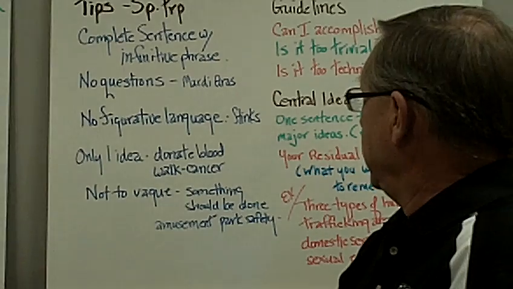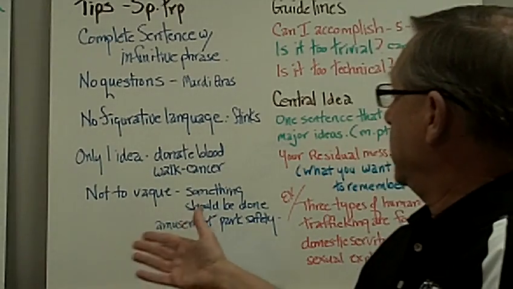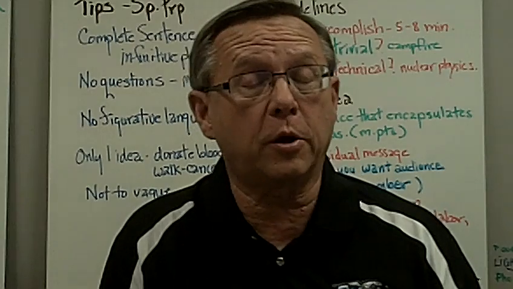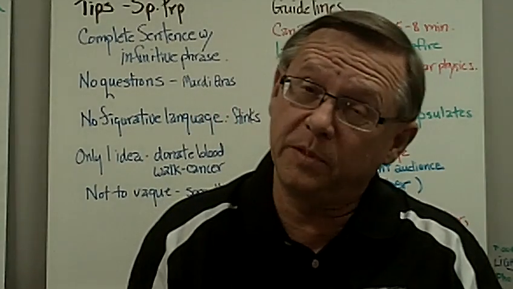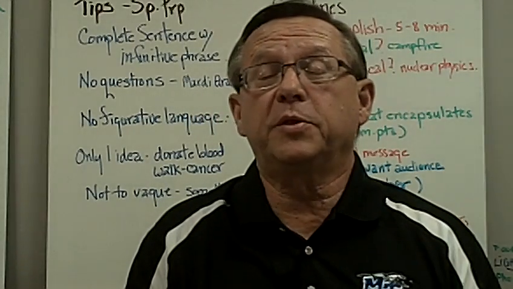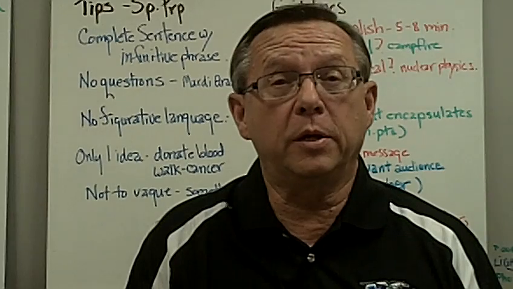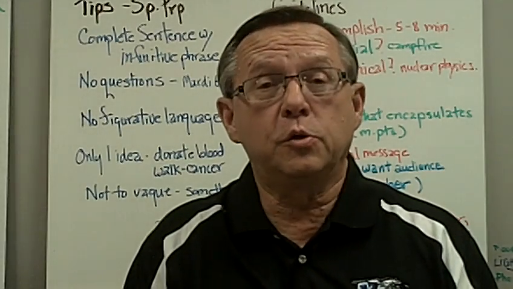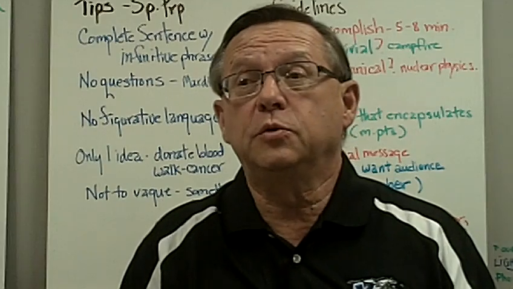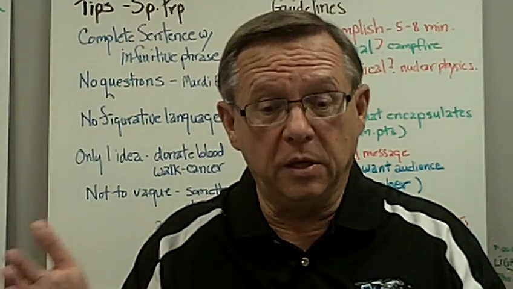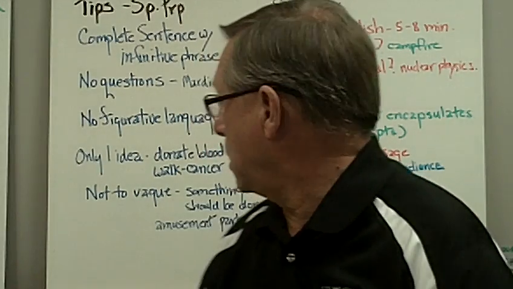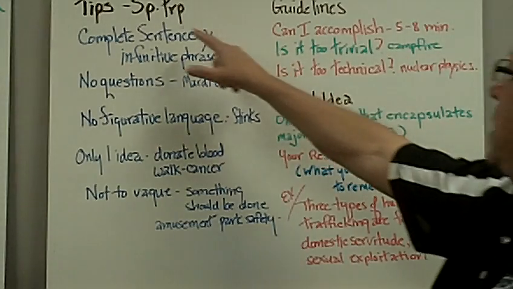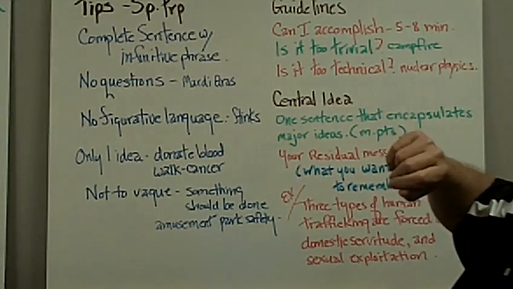"The purpose of my speech is to persuade my audience that something should be done about amusement park safety." Too vague. "The purpose of my speech is to persuade my audience that state and local governments should take action to safeguard the amusement rides in our parks." Now, let's look at some guidelines about specific purposes.